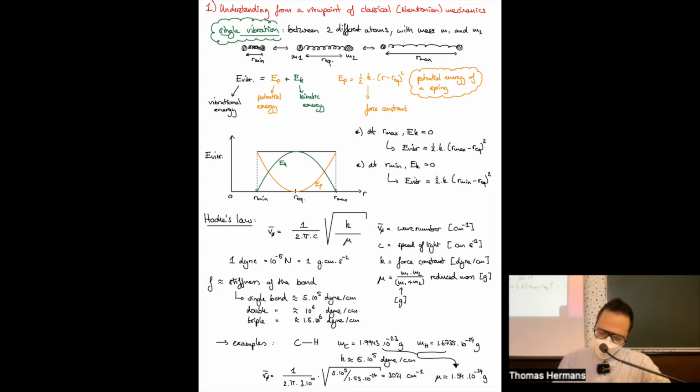Okay, so it could be helpful to look at this in a little graph. We're going to plot vibrational energy versus R. We have in the middle the equilibrium distance, we have the maximum distance, and we have the minimum distance. Okay, so in this case, we'll go up somewhere.